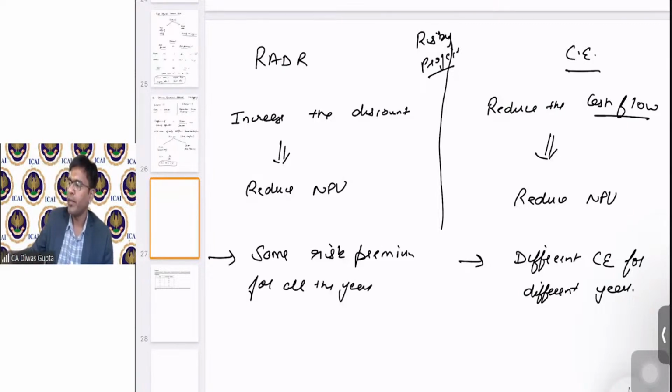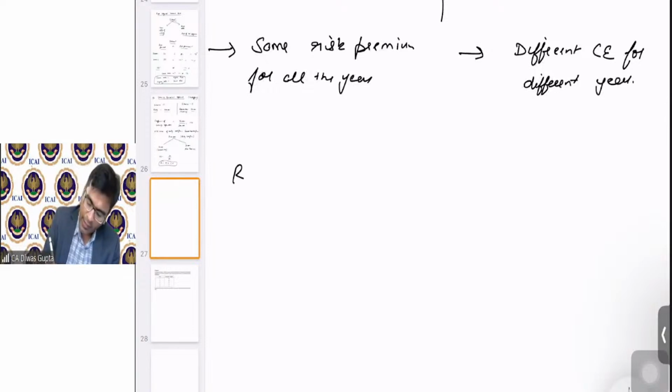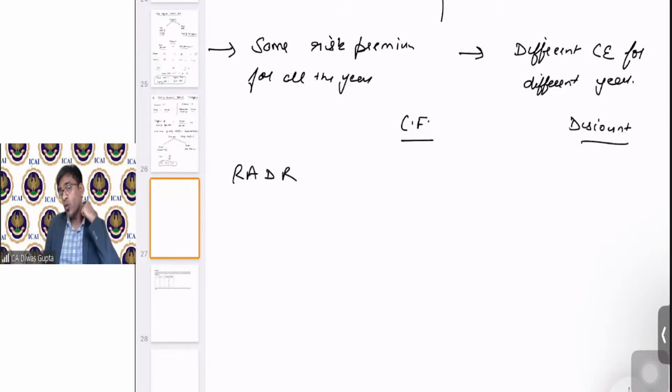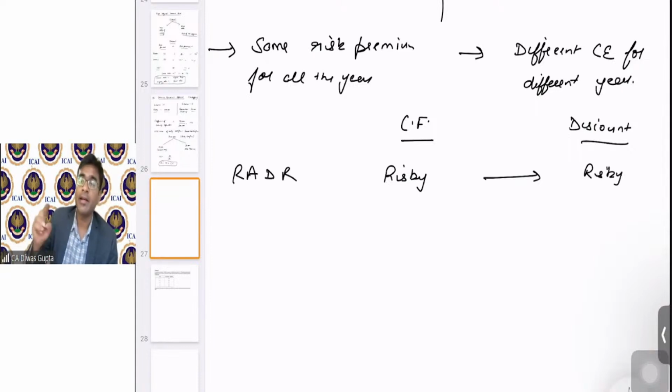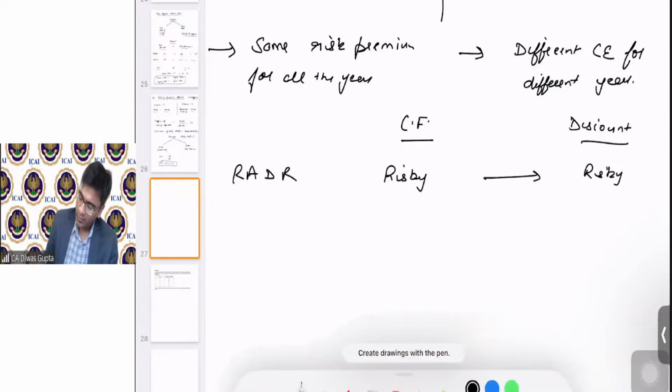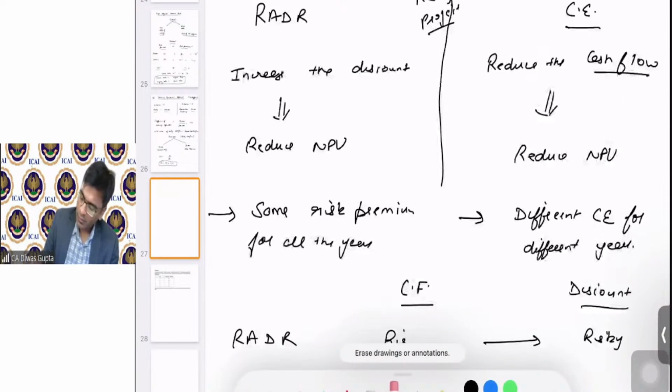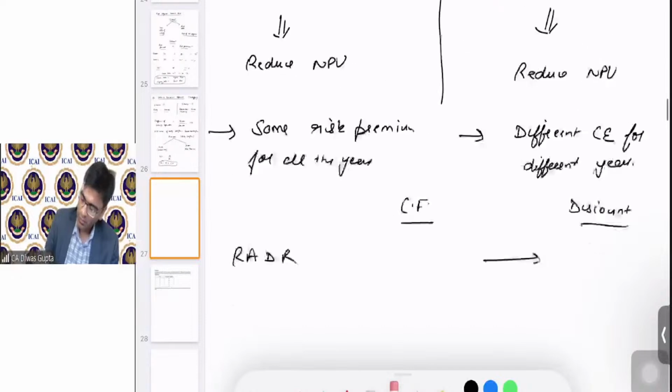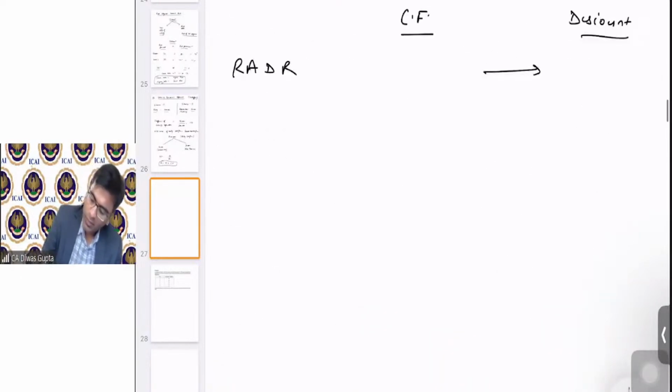Now, if you are solving a question using RADR, then you have to keep in mind two things. If you're talking about cash flows, you have to take the risky cash flow, and the discount rate also you have to take risky, the one that includes risk, including risk premium.